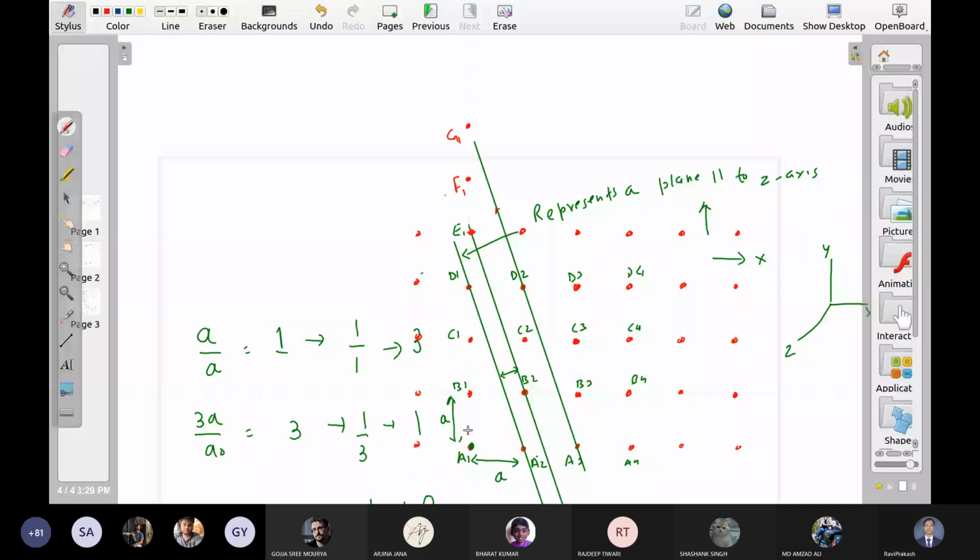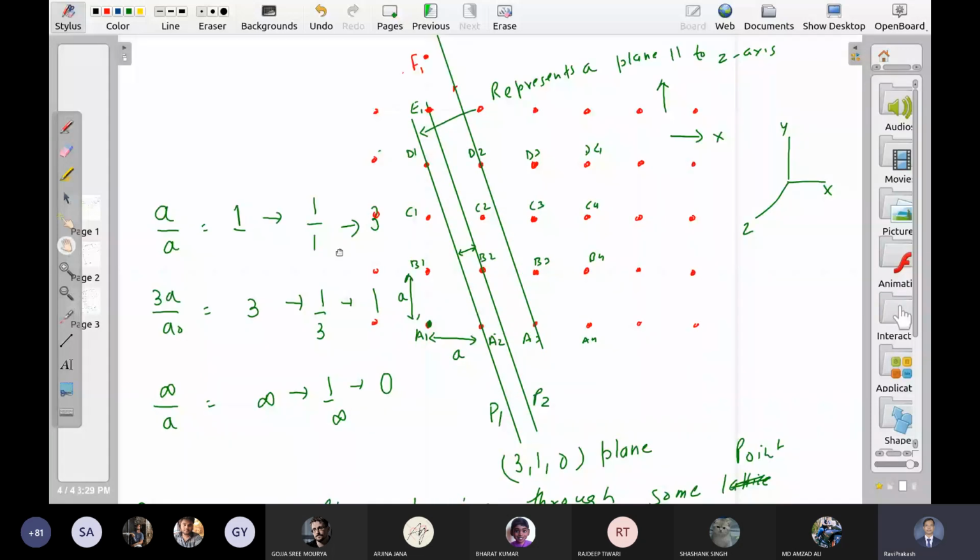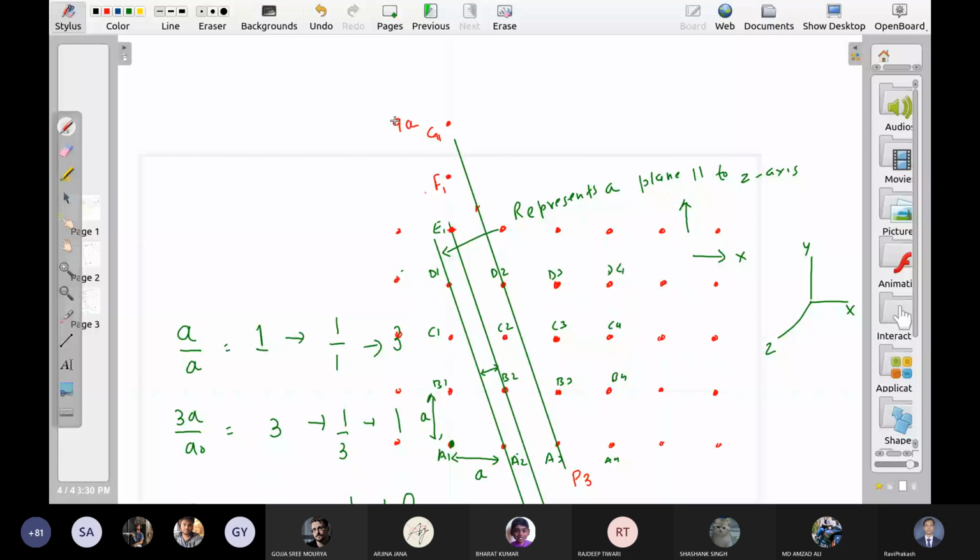Next question is, how many planes will be there between P1 and, let me call it, P3? Sir, it is 6 times A. Okay, 6 times A, right? Now the next question is, how many planes do you expect between P1 and P3? 2.